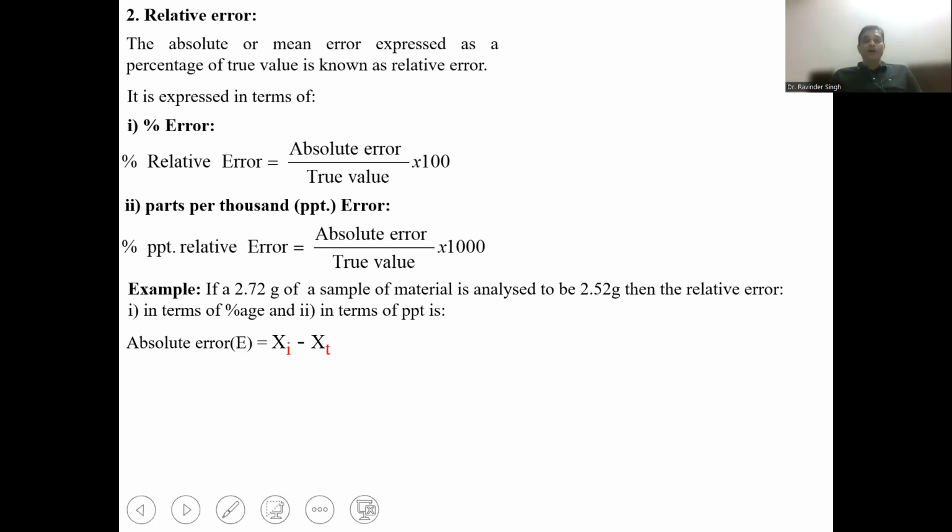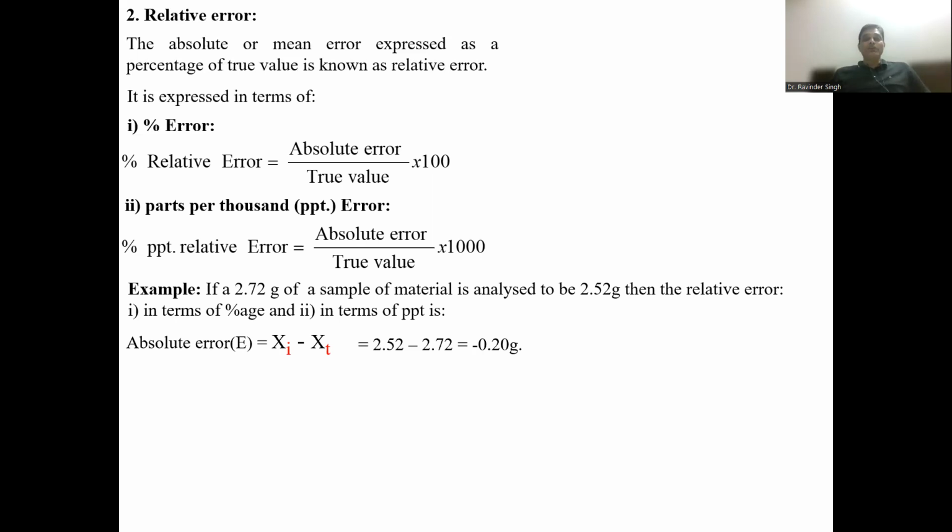So you will find out the absolute error first. That's the difference of the observable value and the true value. The observable value here is 2.52 minus the ideal value, the true value, that is 2.72 gram. The answer comes out to be minus 0.20 gram.